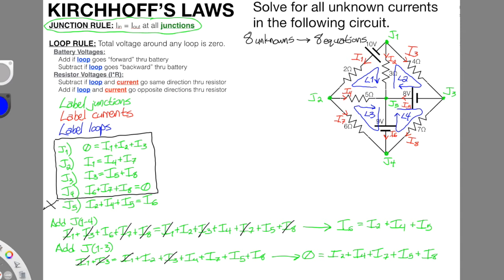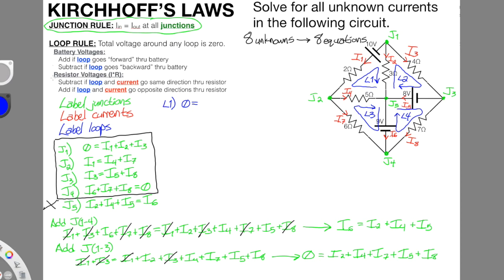For each of our loops, the total voltage around the whole loop is 0. So for loop 1, I'm going to start off with 0 equals, and all of these equations will start with 0 equals. And if you follow my cursor over here, I'm going to make my way around this loop once, going through every circuit element, and I'm going to either add or subtract the voltages I get for each circuit element as I go.